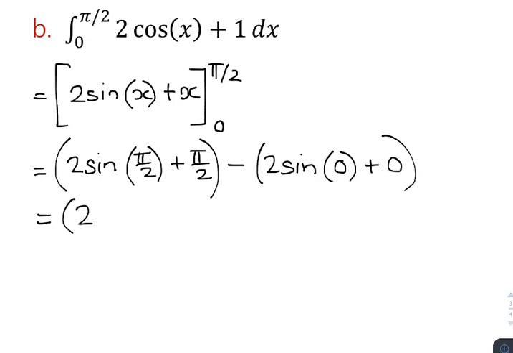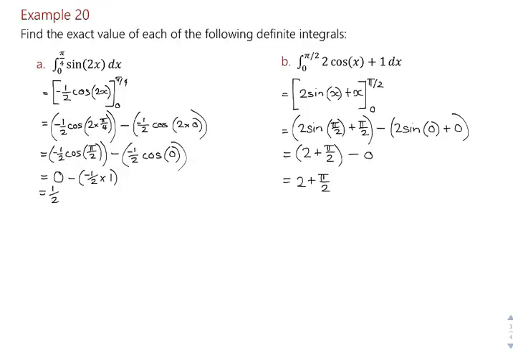So sine of pi on 2 is 1, sorry. And sine of 0 is 0. When we simplify that, we end up with 2 plus pi on 2. So these two examples demonstrate doing an integration involving a trigonometry, or a trig function, and then using that to solve the definite integrals provided.